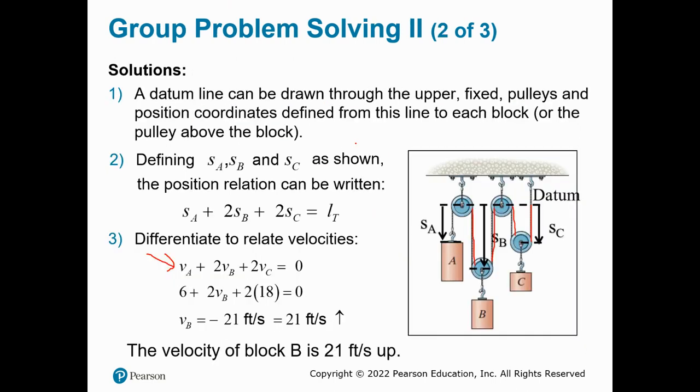So we know VA and VC, plug that in. That will help us calculate the value of VB, which is negative 21 feet per second. And the negative sign means I am going up, because we defined going down as positive.